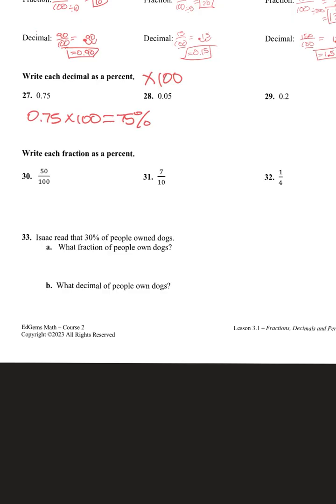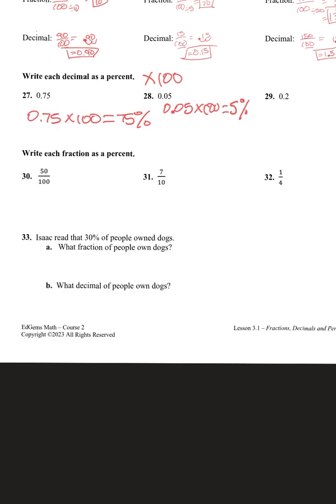Number 28. On number 28, you've got 5 hundredths, 0.05. You're going to multiply it by 100, which moves the decimal 2 spots to the right. So I should come up with 5. And since this is out of 100, it's going to be 5%.